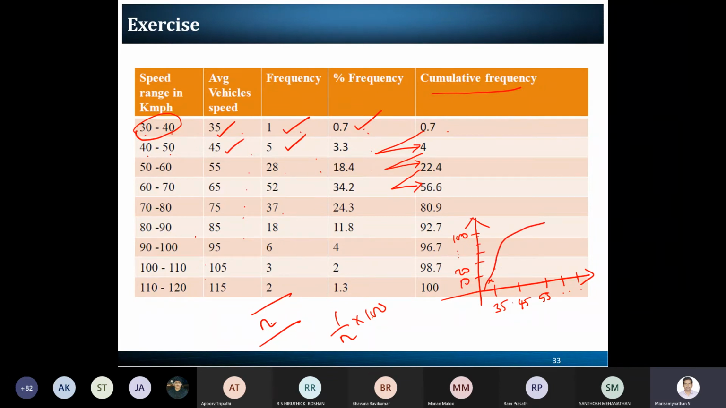From this is 100 and what is 98? According to that, what will be the speed? 15th, this is 10 and 15th, what will be the speed? 85th, according to that, what will be the speed? So this is the way you plot the graph and you try to identify the speed according to the given percentile.